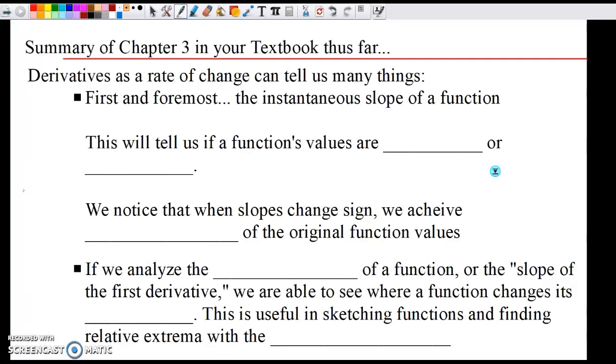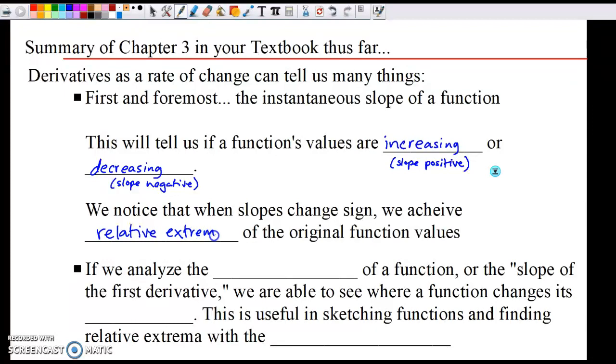Let's begin. The derivative is a rate of change that can tell us many things, but first and foremost, it tells us the instantaneous slope of a function. That is what the definition of the derivative is. This will tell us whether a function's values are increasing when the slope is positive or decreasing when the slope is negative. We notice that when slopes change signs, we achieve relative extrema of the original function values.